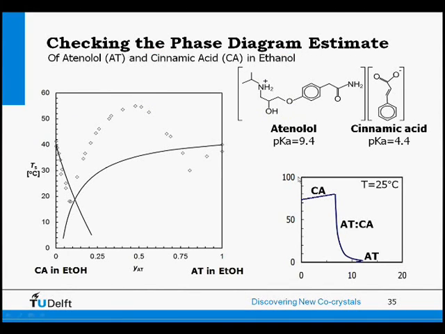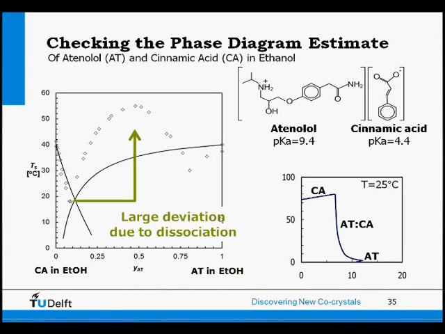That things do not always work, you see in this diagram, where we determined in a similar way as in the previous slide the phase diagram for atenolol with cinnamic acid. And you see that atenolol has a very high pKa and cinnamic acid has a low pKa, so they must form a salt if they crystallize together into one crystal. And you see that if you have dissociating molecules here, then you might end up with a large deviation.